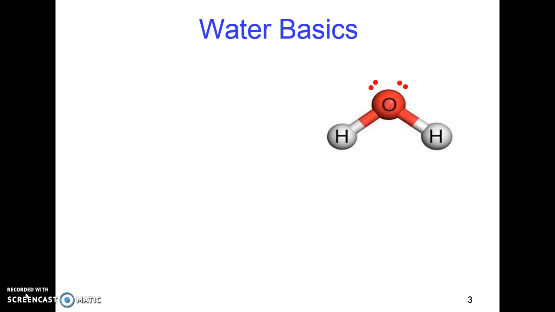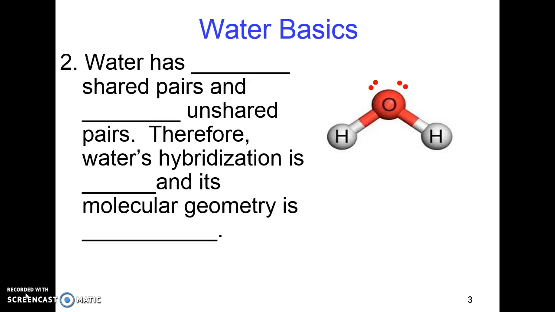Alright, here's a picture of our water molecule, and we're going to go back to first semester real quick and look at this. We can see that water has two shared pairs of electrons, oxygen sharing a pair with each hydrogen, and then it has two unshared pairs on it, and therefore the hybridization on your water molecule is sp3 and its molecular geometry is bent.